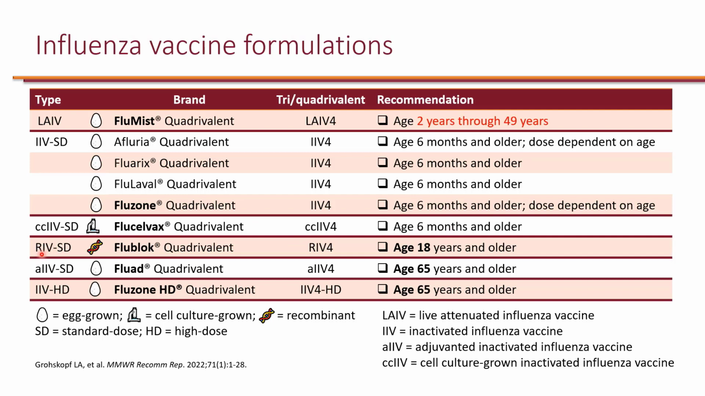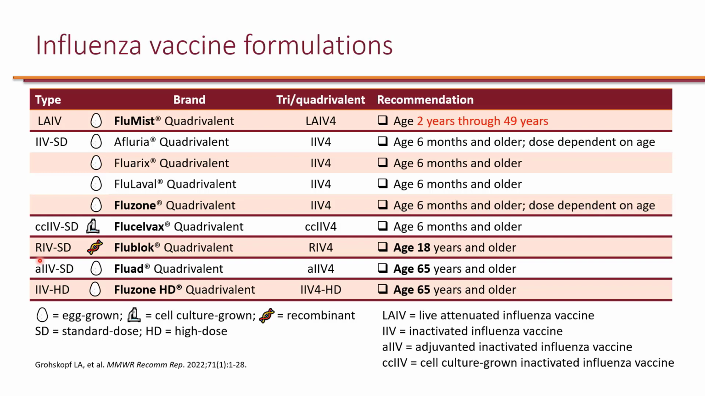We also have recombinant influenza vaccine. This actually uses recombinant biotechnology to make these in a lab. These are essentially developed in some bugs inside the lab. And Flublok is the formulation that's available. However, keep in mind that this is only approved for age 18 years and older, so it may not be used in children.